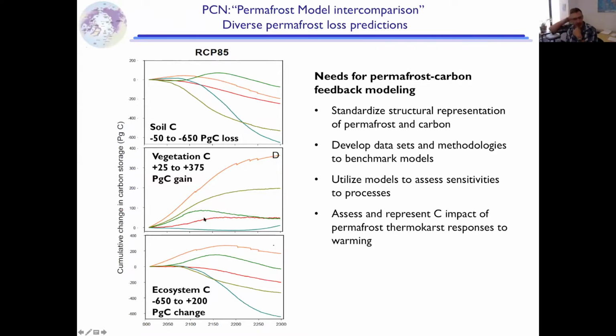And so this is really a summary slide, although I'm going to go on here. The summary is the needs we think we have based on this project for permafrost carbon feedback modeling. We really need to standardize the structural representation of permafrost and carbon. There's certain things we know we need.